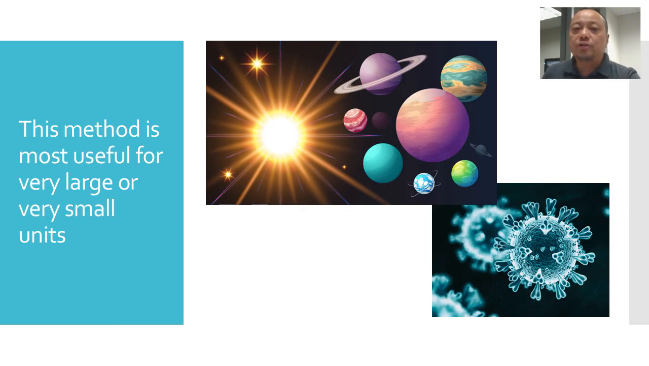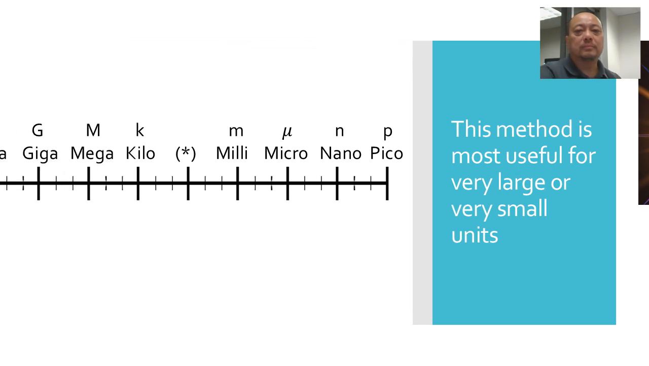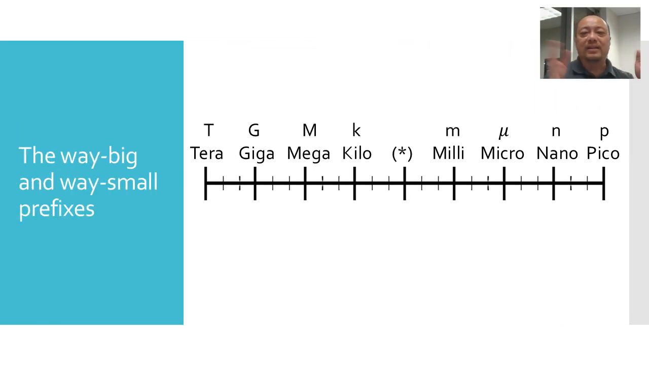This method is most useful for units that are way bigger than kilo and way smaller than milli. Wait, they exist? There are things bigger than kilo and way smaller than milli? Yes, they do. Here they are. On this scale, I squeeze things in to fit the screen, so every small space is a factor of 10, and every large space, the grouping, is 3 of the small ones and is a factor of 1,000.